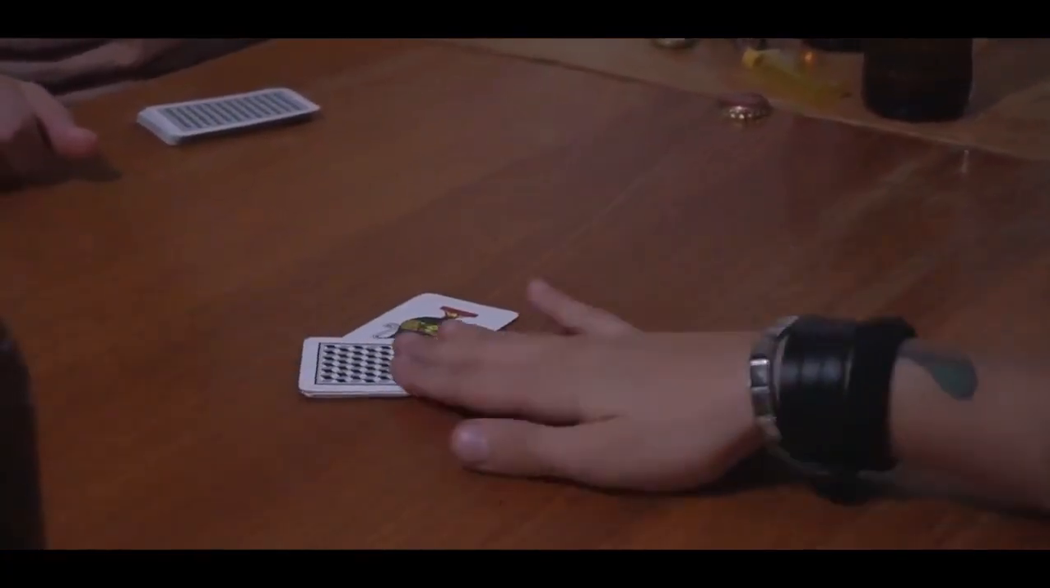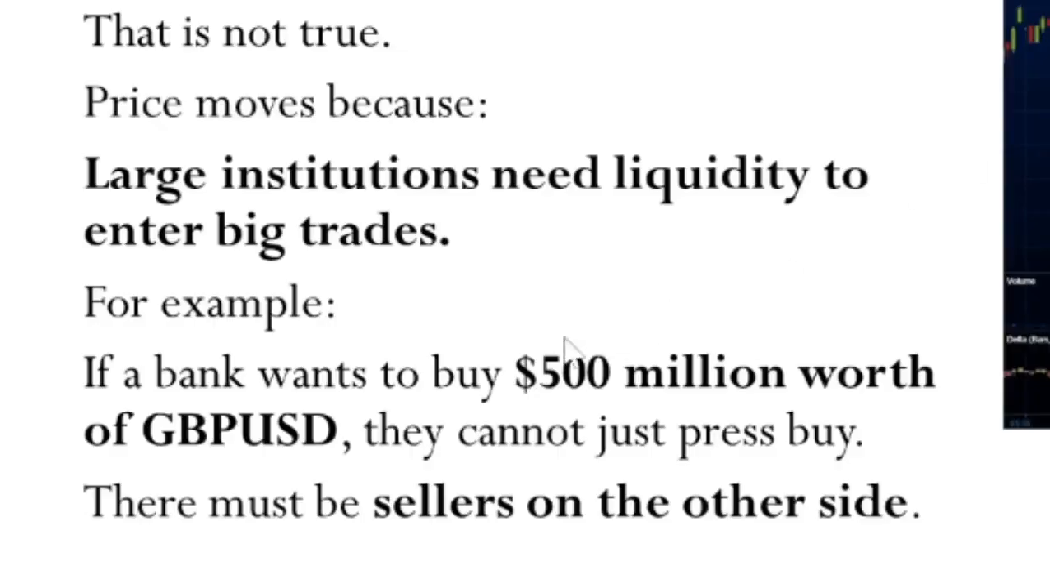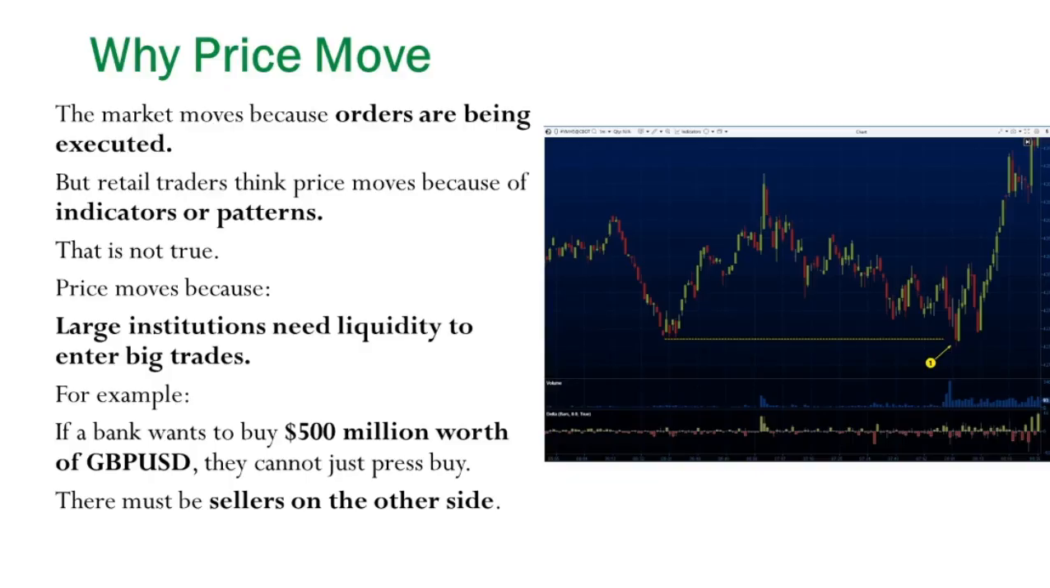Now, let me show you something. For example, look at this. Let's assume that the institution, a bank, wants to buy GBP USD worth $500 million. They will not just enter the market all at once. Instead of entering the market all at once to buy at this point, look at this particular place. They might place an order of $100 million at this area. See this area? $100 million. So that means this $500 million, they're going to divide into five and go up.